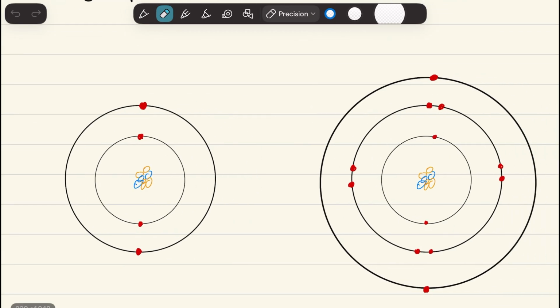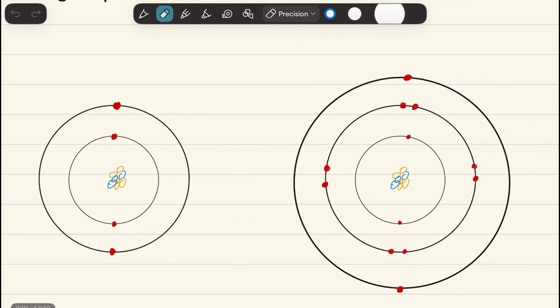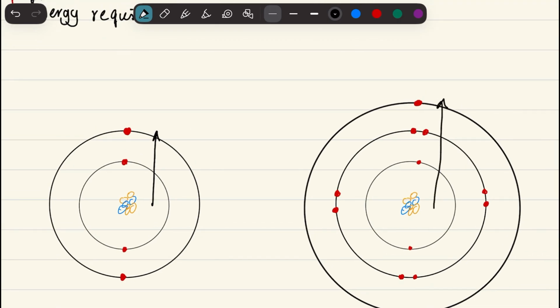And you can kind of see it in this diagram here. If we have more shells, you see that distance between the nucleus and the outermost electron is greater. As in, the distance is smaller on the left side than the one on the right. So that means that we're going to have a harder time drawing that electron.